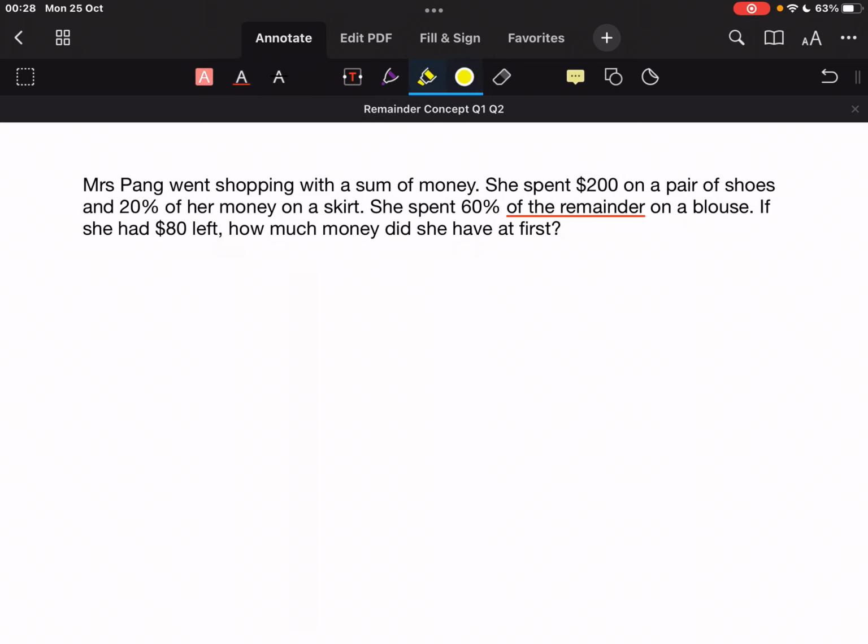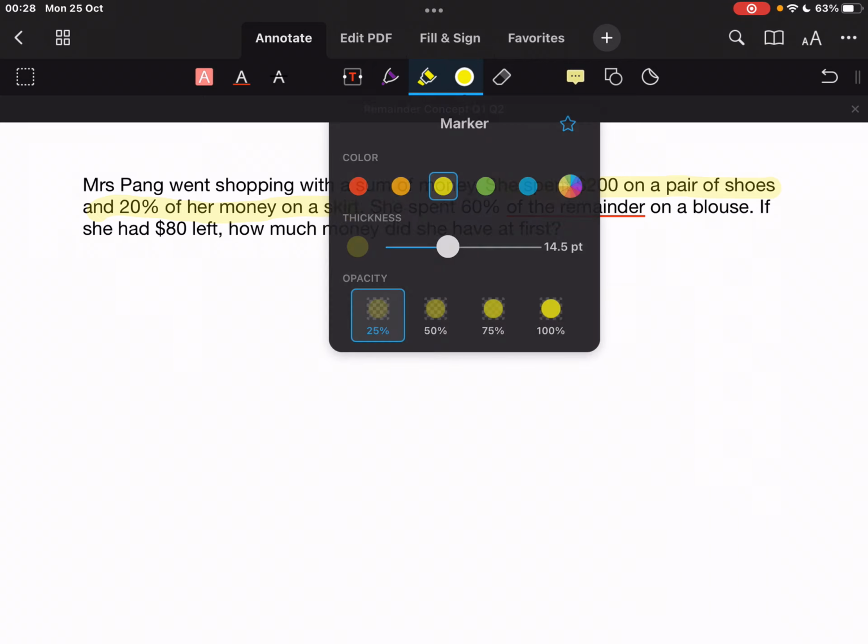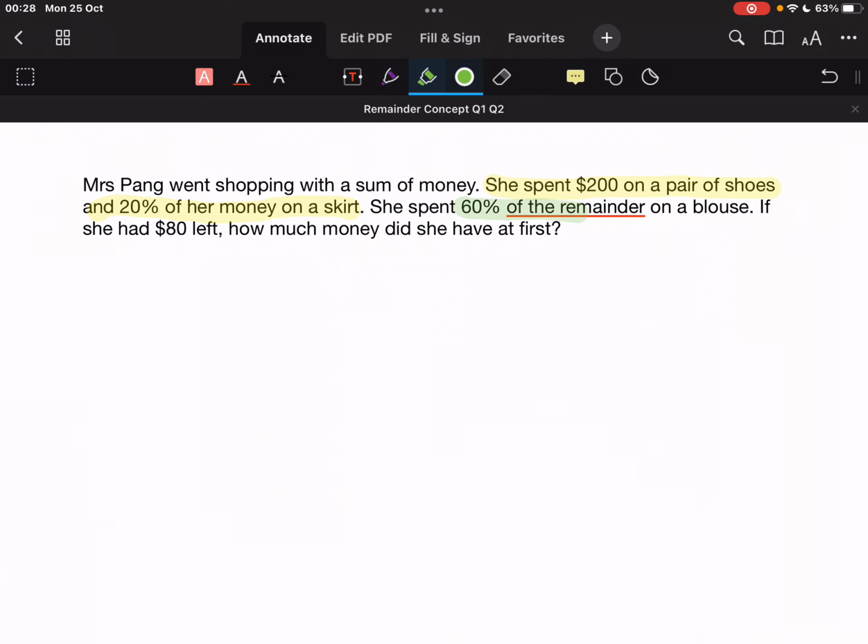So first, let's highlight this information here. She went shopping with a sum of money. She spent $200 on a pair of shoes and 20% of her money on a skirt. She spent 60% of the remainder on a blouse and had $80 left. How much money did she have at first? So what I'm going to start with is to work backwards. So I'll start by drawing the layers first. Alright, the second layer of the model first.